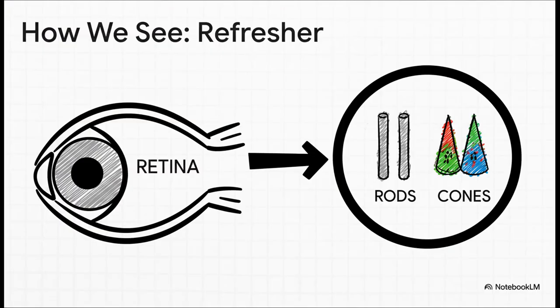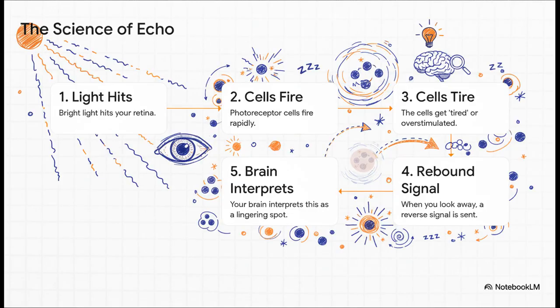Okay, to really get this, we need a super quick biology refresher. So at the back of your eye, you've got the retina, and it's just lined with millions of tiny light-sensitive cells. You've got rods, which handle light and dark, and then you've got cones, which are in charge of color. These two are basically the main characters in our story today. So here's how it all goes down.